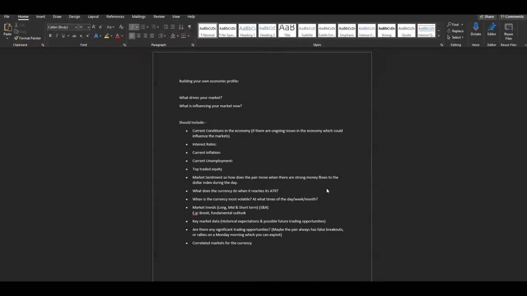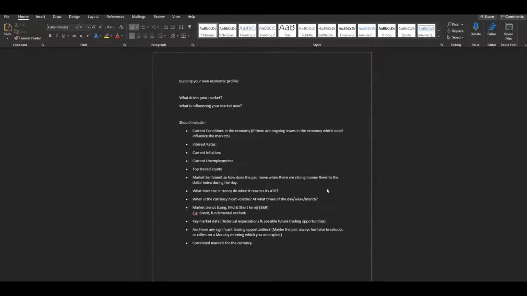What does the currency do when it reaches its ATR? There's an ATR indicator, which we talked about earlier in the technical analysis. You need to be aware, every day when your pair reaches its ATR, in my case the pound dollar, what does it do on the day? Does it continue moving forward? If I'm longing pound dollar on the day and I've reached the top of the ATR for the day, how does my pair behave?